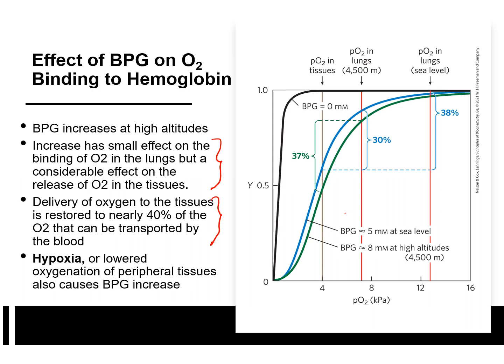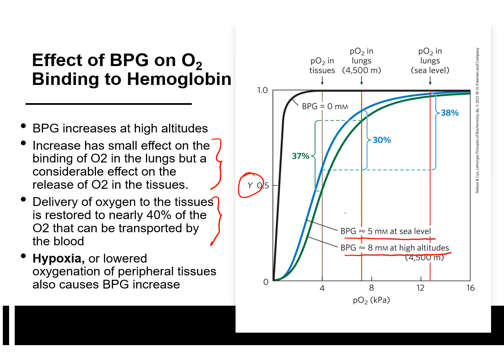BPG typically is at 5 millimolar concentration. By the way, we all have some level of BPG. It's never 0. We have a typical level of 5 millimolar at sea level, and this is the behavior of our binding graph here, represented by the blue line. The green line, on the other hand, represents an increase in BPG to 8 millimolar at high altitudes.